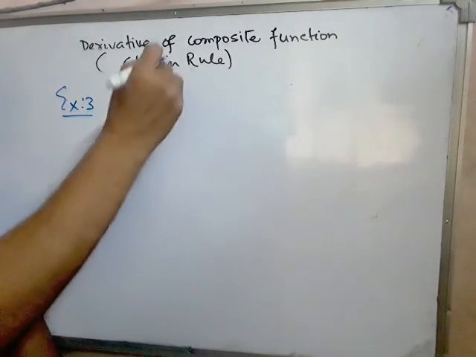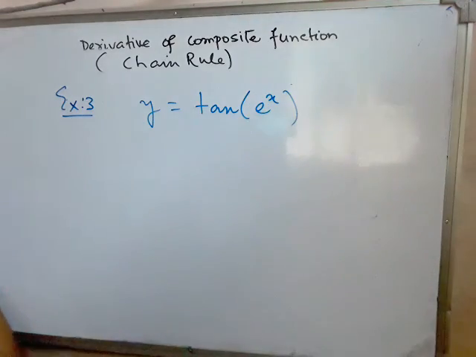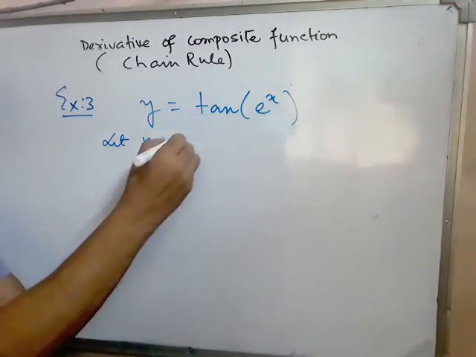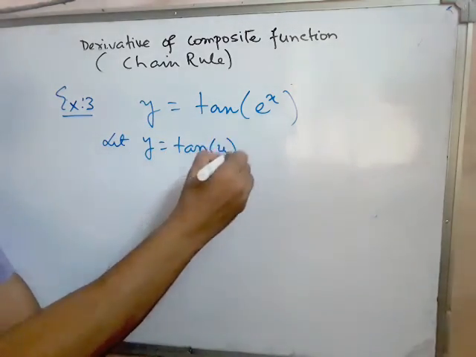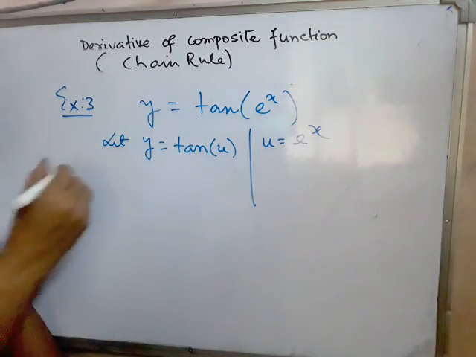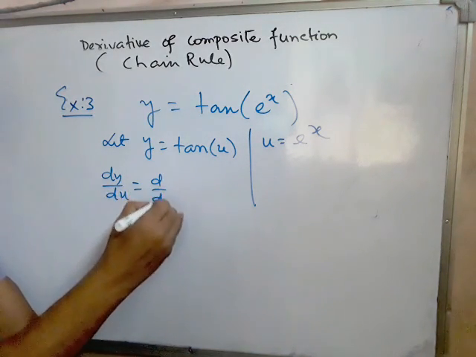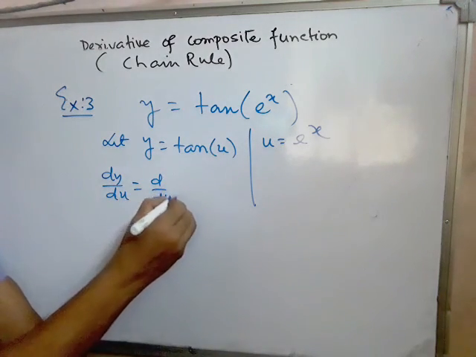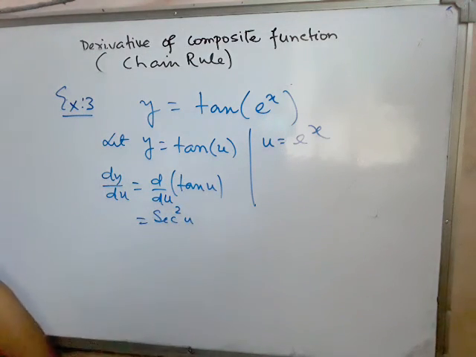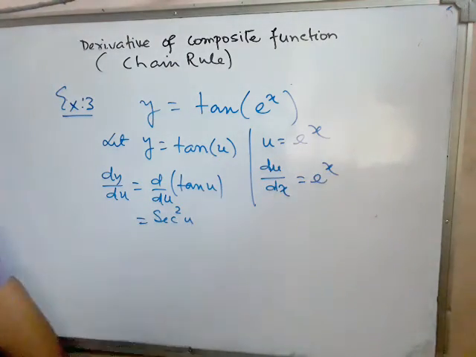Say y equal to tan of e to the power x. Here, what to take? Let y equal to tan u and u equal to e to the power x. So how to do? dy by du, d by dx of tan u, which is sec square u, and du by dx is e to the power x.